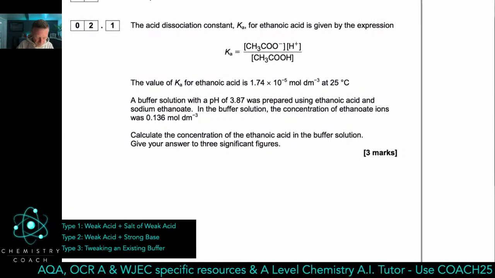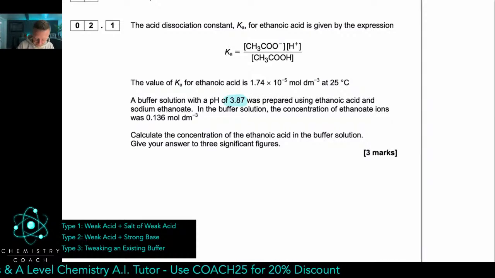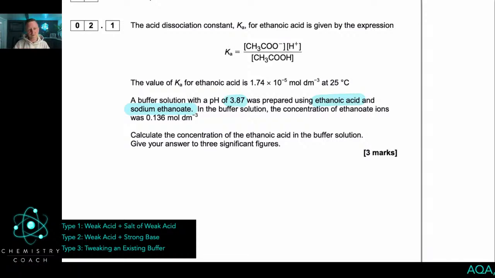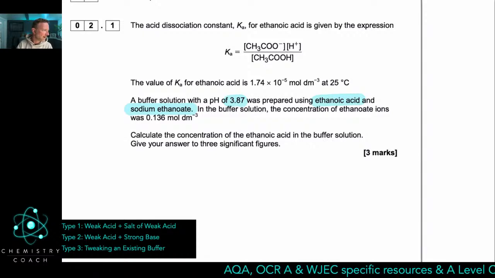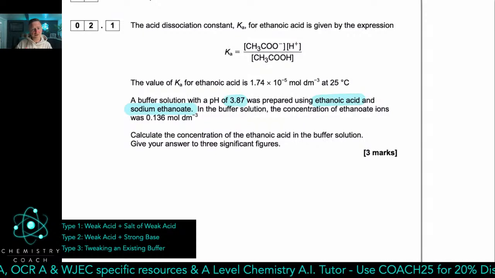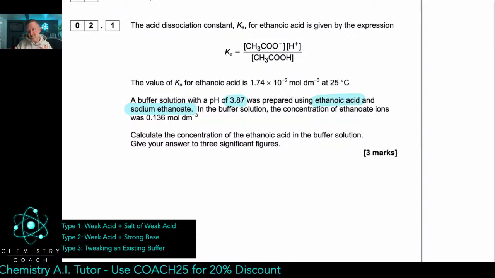A buffer solution with a pH of 3.87 was prepared using ethanoic acid. So we've got a weak acid and sodium ethanoate. Anybody watching in the chat, if you want to tell me whether it's type 1, type 2 or type 3, you can put that in the chat for me. I'll give you a few seconds to do so. Looking at the question, looking at what it's asking you, how the question's set up, you can say exactly what type it is, okay?